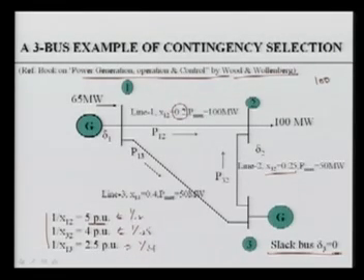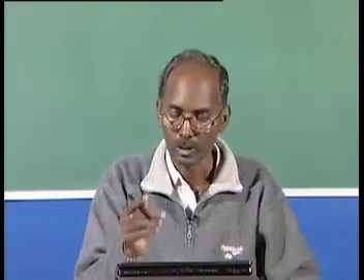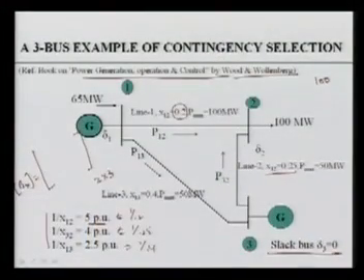Now we have to form the matrix first, that is the Bx matrix we are going to form. This Bx matrix will be a 2 cross 2 matrix. Why? Because this is a 3-bus system, so the order will be n minus 1 cross n minus 1, which is 3 minus 1 is 2. So it is a 2 cross 2 matrix.